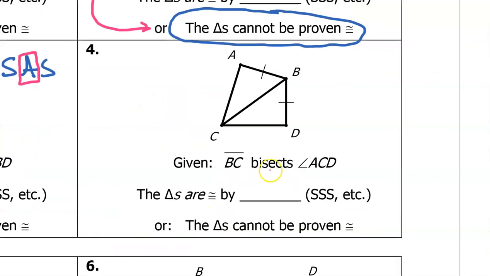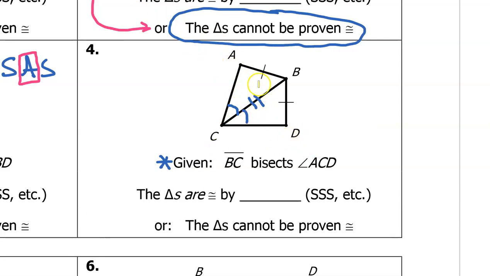Look at problem number 4. Let's go ahead and mark the shared sides as being congruent. Look at the additional piece of information. Segment BC bisects angle ACD. Well, here is angle ACD down here, not a very straight line, but you get the idea. So bisect means to cut in half. So that means that this side of the angle is congruent to this side of the angle.